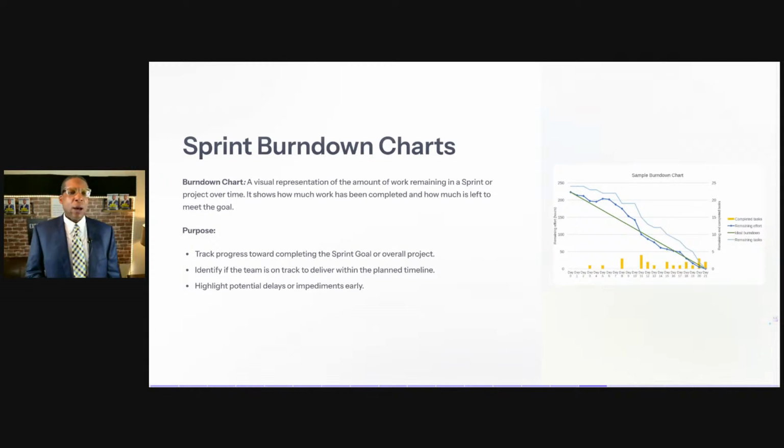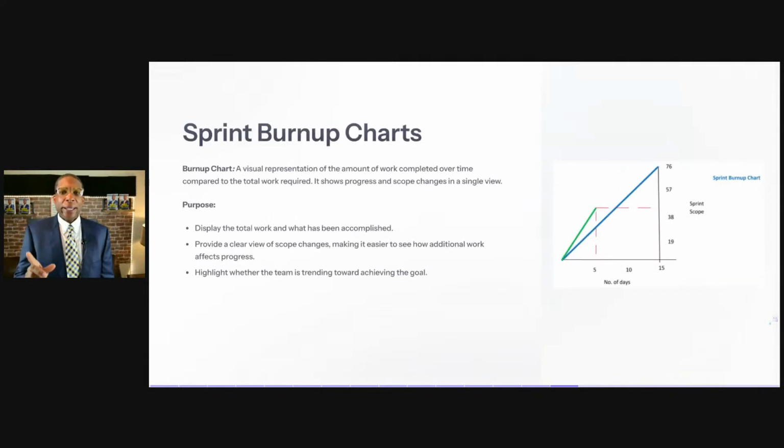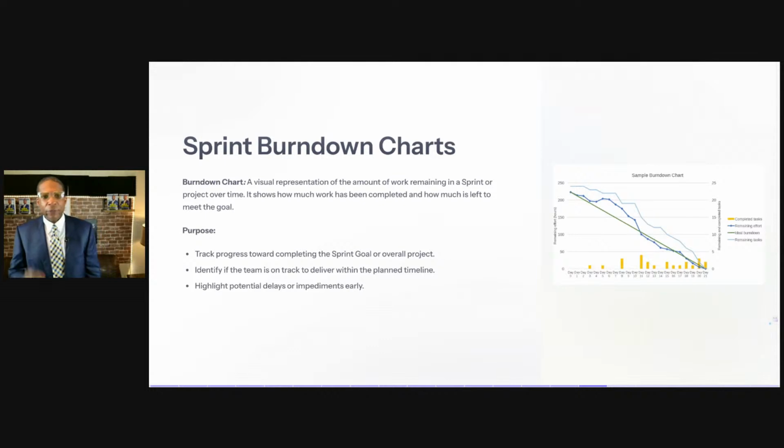Sprint burn down chart. So that was a burn up. Now we got the burn down. If you can see the difference, the burn down chart is going down. Burn up is going up. The burn down chart is a visual representation of the amount of work remaining in the sprint or project over time. It shows how much work has been completed and how much is left to meet the goal. Personally, I like both charts, but the burn down chart is one of those where I know, hey, I only got this much work left to complete.